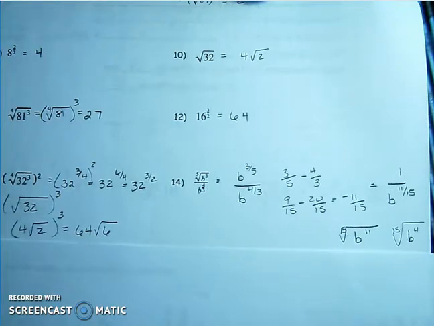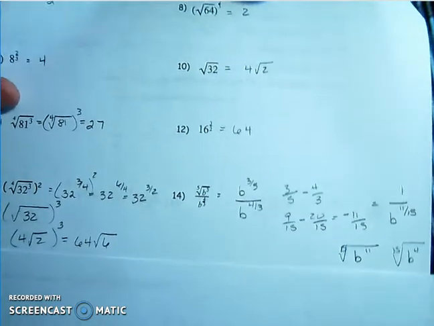14 works out similarly. Put it in fraction form. And then subtract your exponents, find a common denominator, and then simplify that. If you have any questions on 7 through 14, please ask Ms. Lewis now.